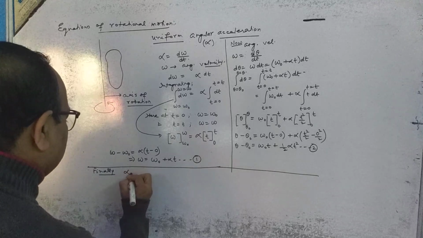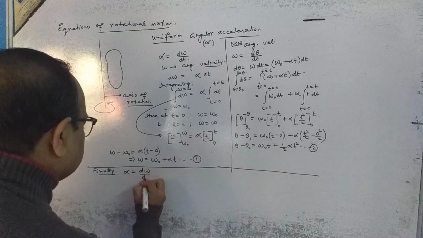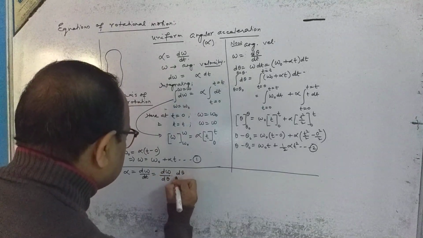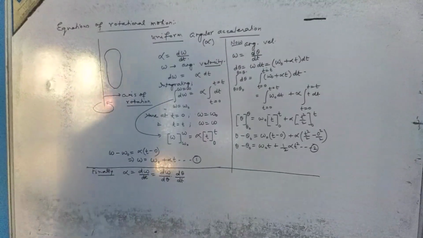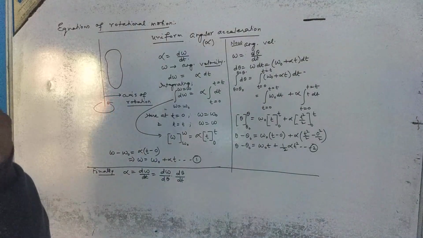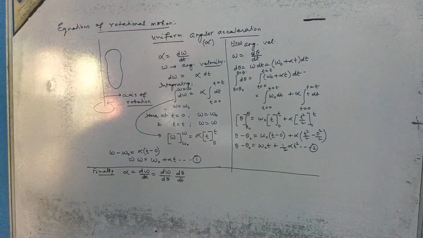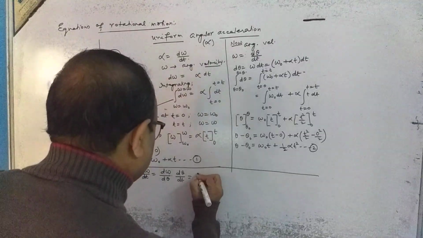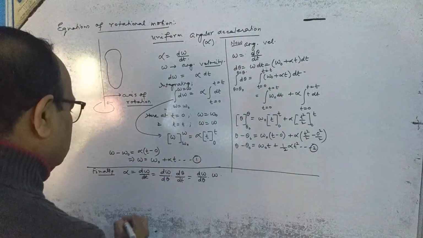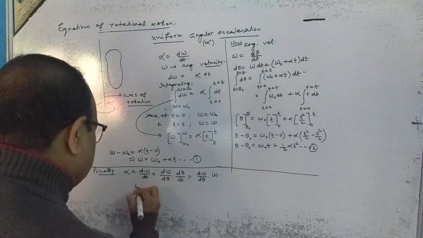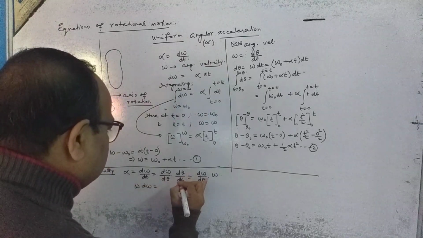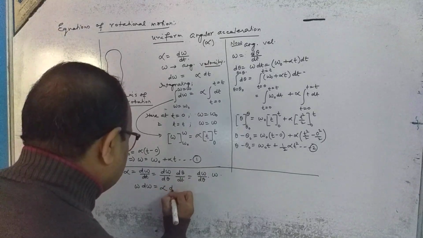What can we get? Alpha is equal to d omega by dt, which is equal to d omega by d theta into d theta by dt. Can it be written? If you remember your previous discussions, I hope you are very much aware that d theta by dt is omega. So we can write omega d omega equal to alpha d theta.